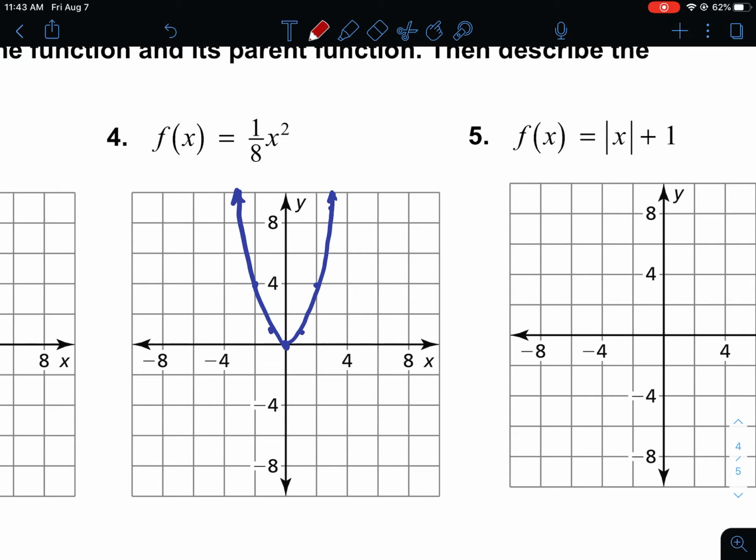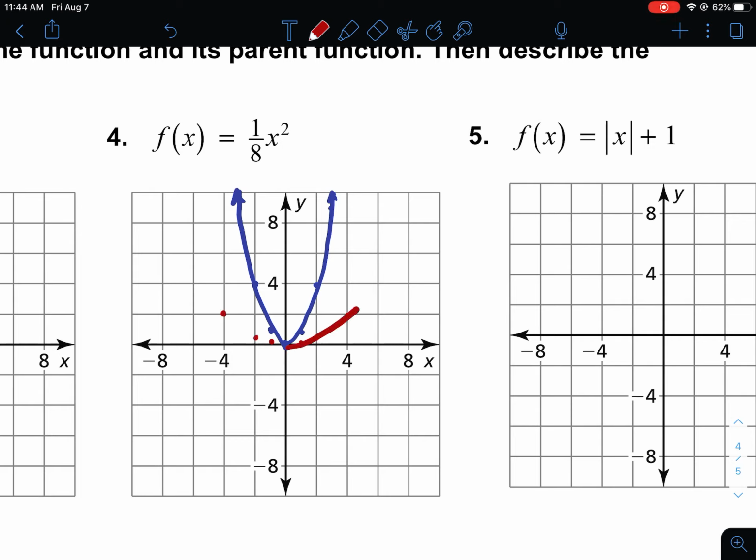So you can get your points by just plugging numbers in. So 1 squared is 1 times 1/8 is 1/8. So 1 is 1/8, which is really low. 2 squared is 4. 4 times 1/8 is 4/8, which is 1/2. So that's right there. Let's do a bigger number. Let's do 4. 4 squared is 16. 16 times 1/8 is 16/8 or 2. So 4 is actually 2. And so you get this, and you could just put a mirror image of these on the other side.